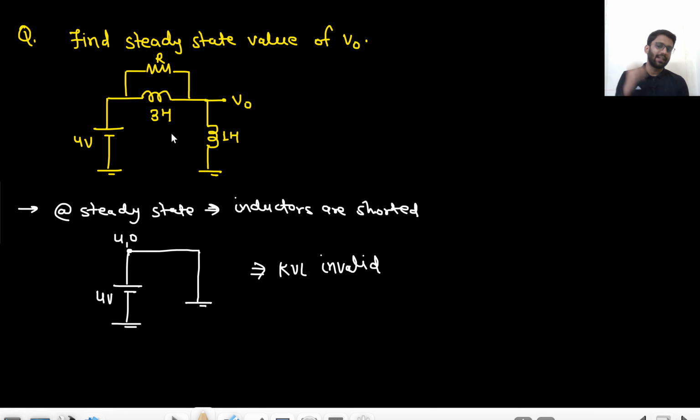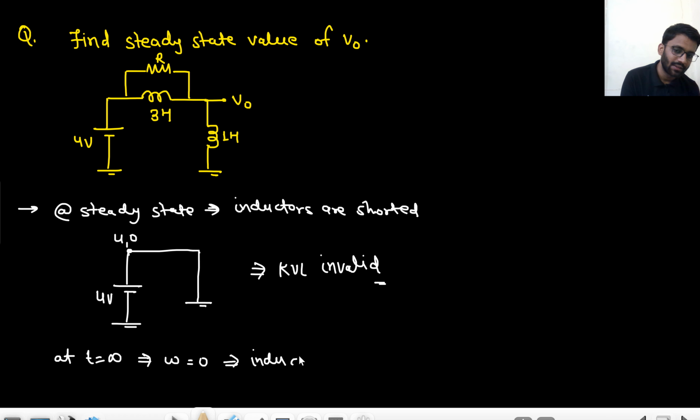What did they ask? They asked at steady state what will happen. At steady state, inductor will be shorted. So I short them up. This is saying it will have 4 volt. This is saying it will have 0 volt. KVL invalid. So in this case, what do we do? At t equals infinity, that means omega equals 0. At steady state means DC. So DC means omega equals 0. That means inductor is providing very less impedance. Inductor impedance is very low.